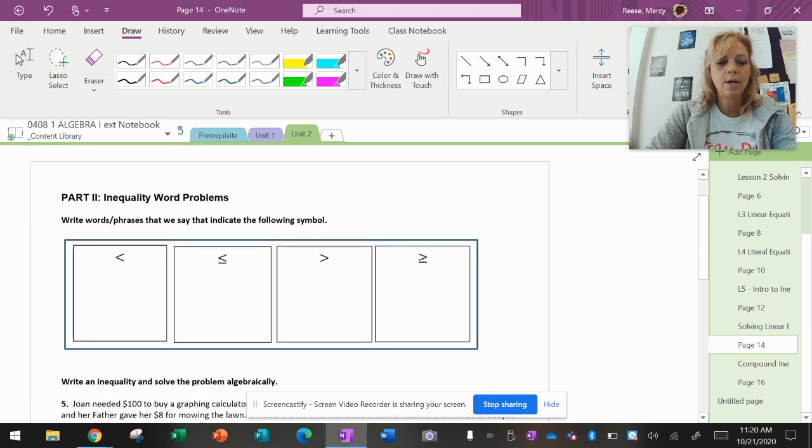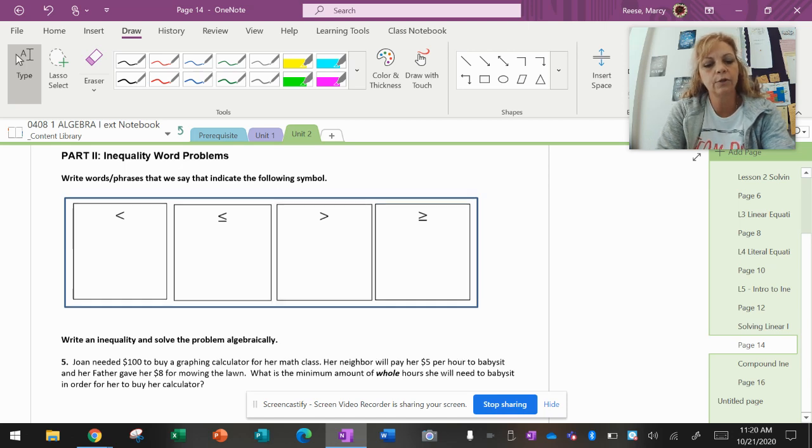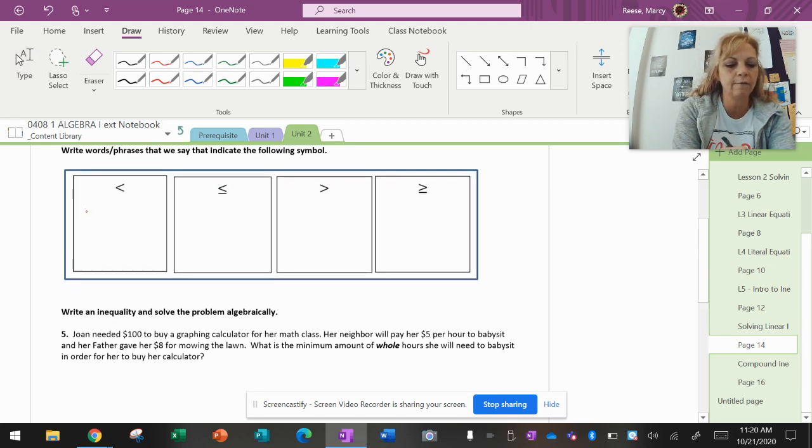All right, guys, so now we're going to go to the back page, and we're going to do just a couple word problems. I'm only going to have you do question 5 and 7 today, okay? So we could talk about words or phrases that will indicate the following. So like, I'm not going to do anything fancy with this one.